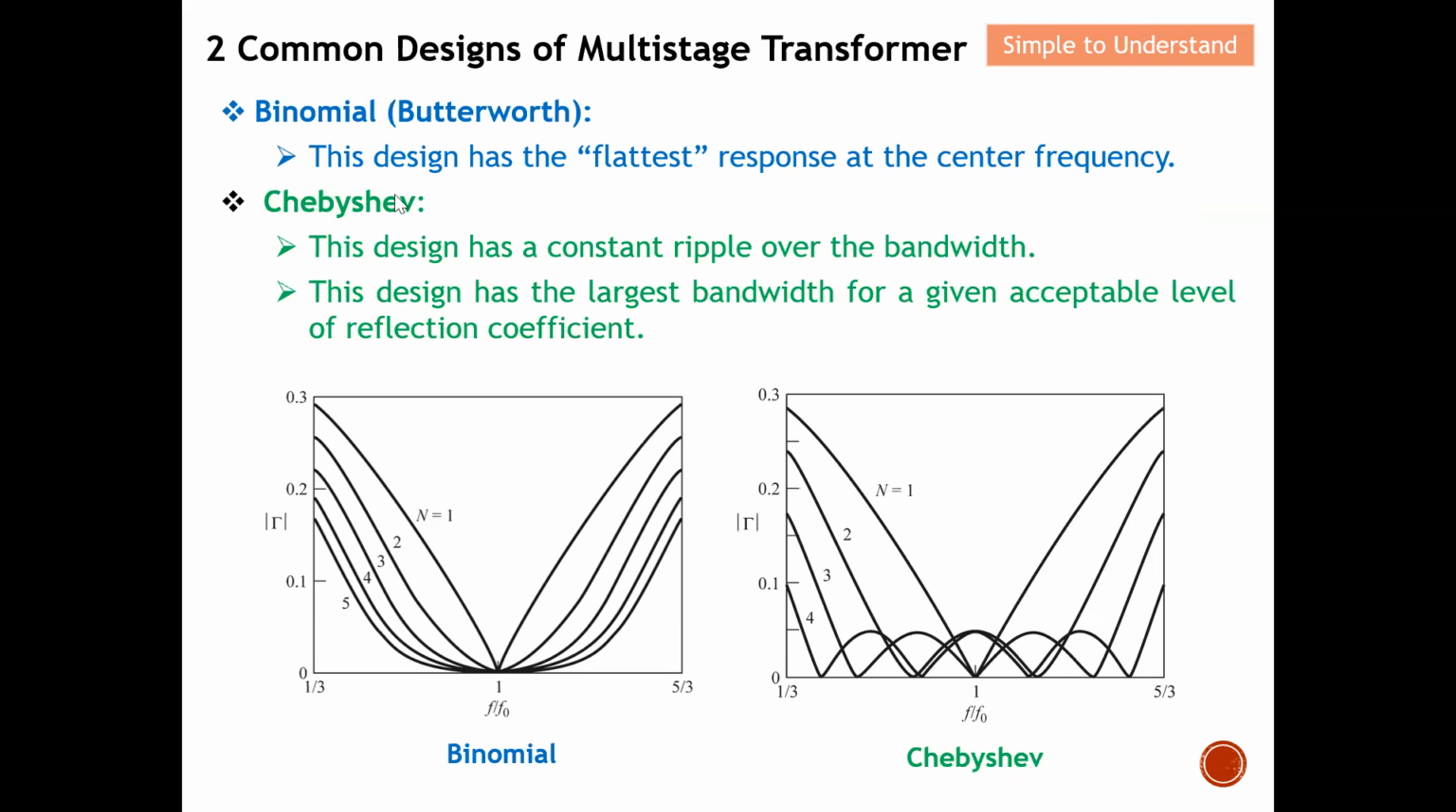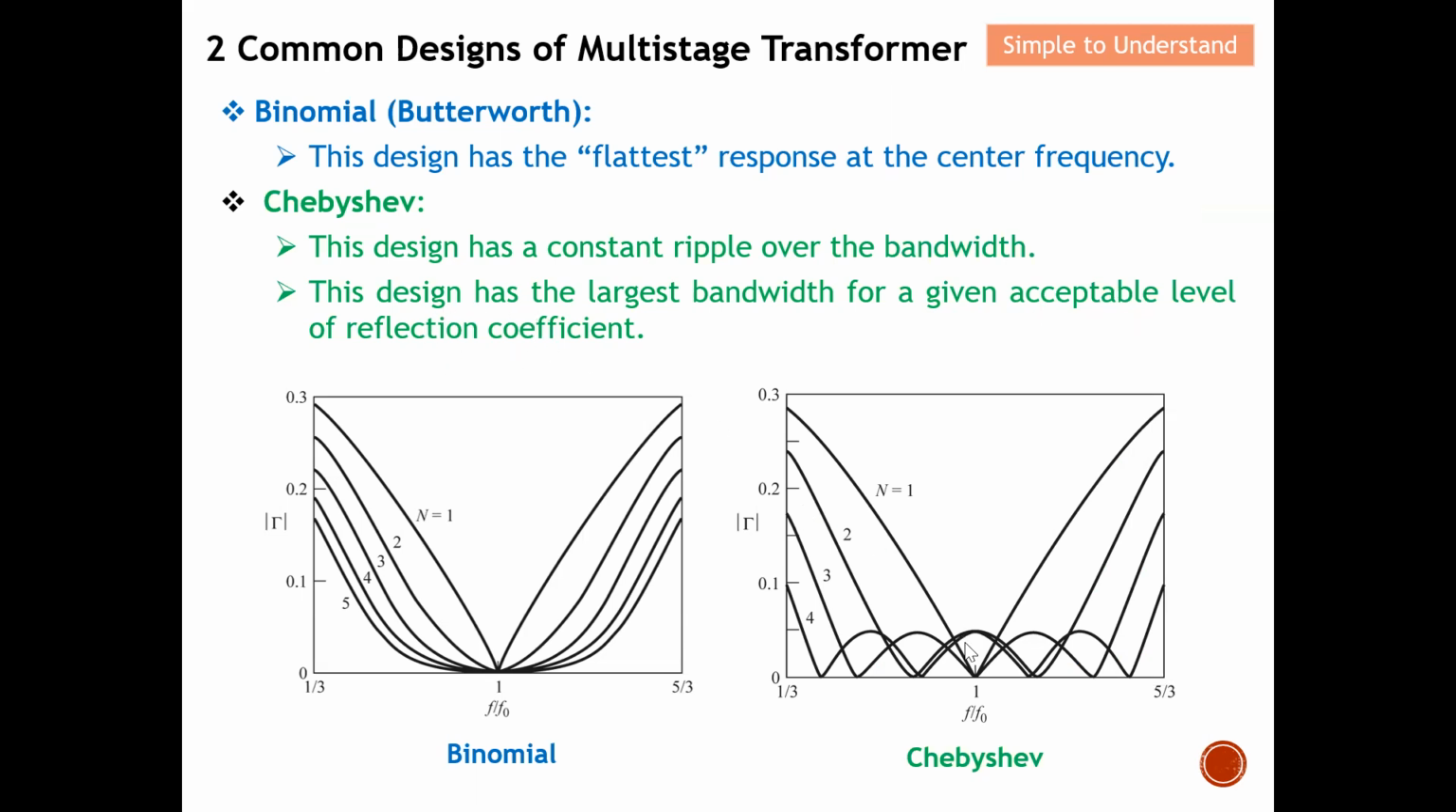As for Chebyshev, firstly, you need to tolerate some constant ripple over the bandwidth. As you can see from here, for n equals 1, you will not have any ripple. But for anything more than 1, you can see that you have some undesired effect, which is the ripple. So for this method using Chebyshev, you must be able to have some tolerance in order to have some ripple over the bandwidth. However, the key advantage of using Chebyshev is that it will have the largest bandwidth for a given acceptable level of reflection coefficient.